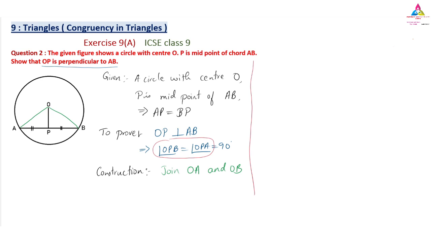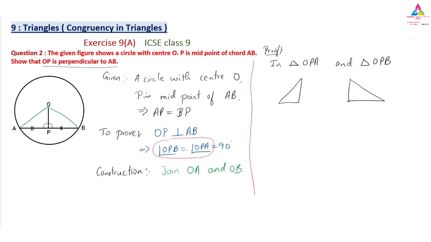So what we have to do now? We have to prove those two angles equal, so we can do it by congruency. Let us take the triangles separately. This is a solution, or a proof, because they have told us to prove. In triangle OPA and triangle OPB, we will take both triangles separately, and if you want you can draw them separately. So I will draw OPA here, and OPB here.